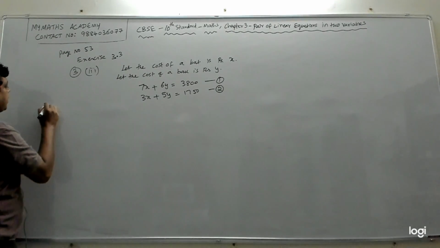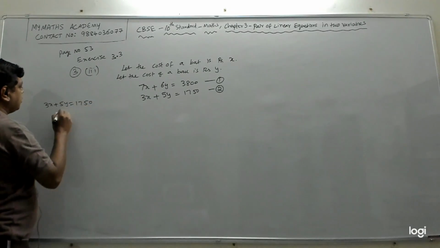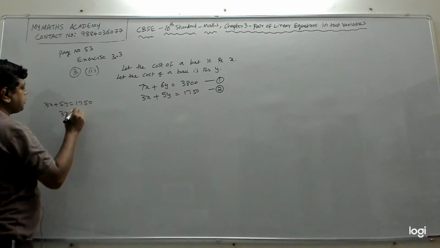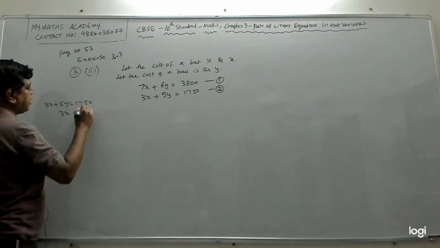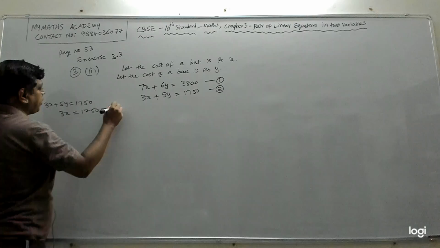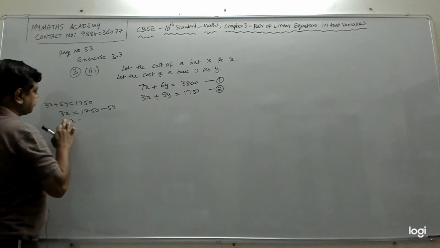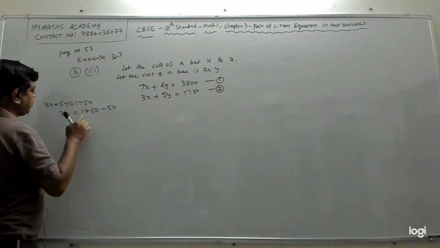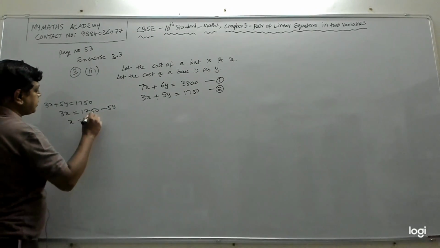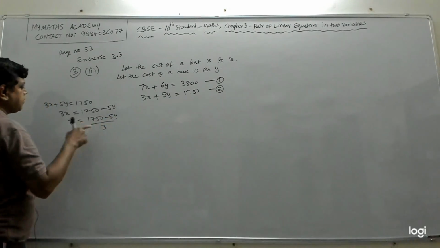So we have 3x plus 5y equal to 1750. Now we should write x in terms of y, which means we should keep x here and move everything to the other side. The 5y goes to the other side, it will become minus 5y. So 3x is equal to 1750 minus 5y. Now x is equal to (1750 minus 5y) by 3. This 3 will come down.